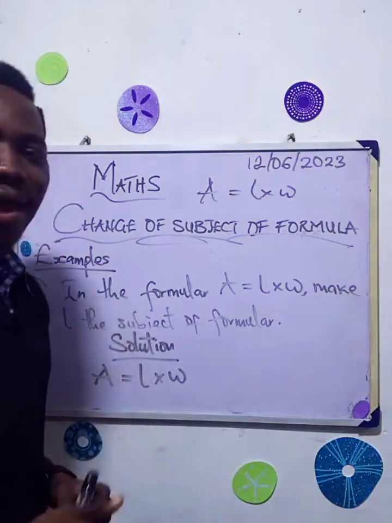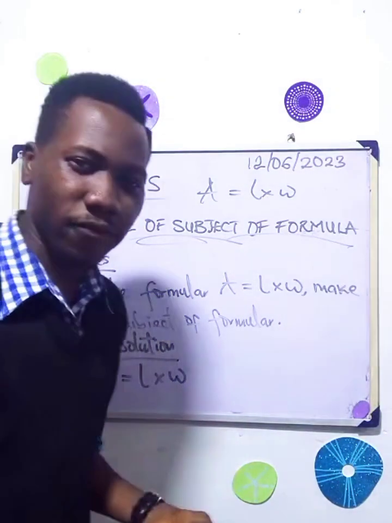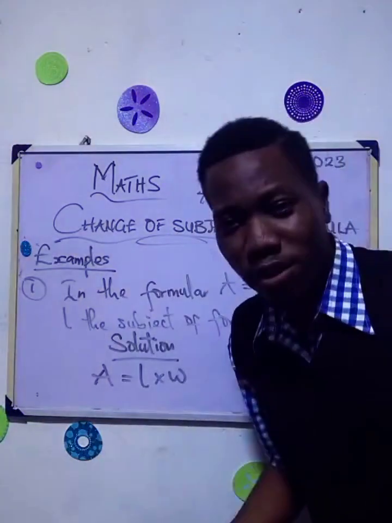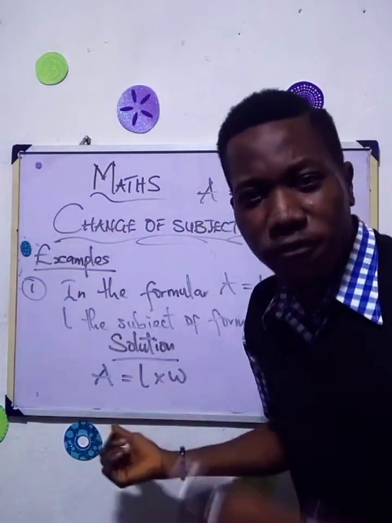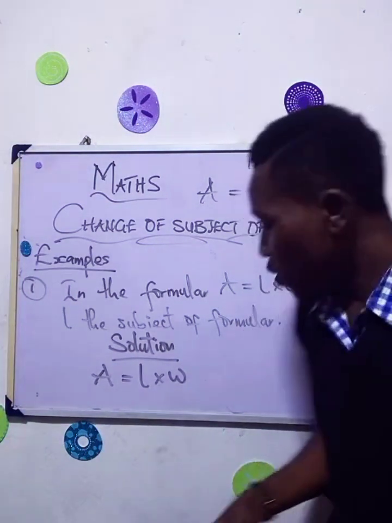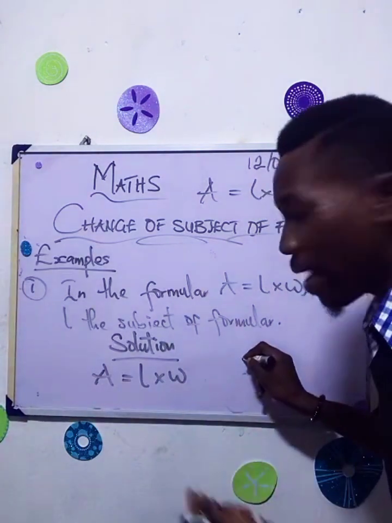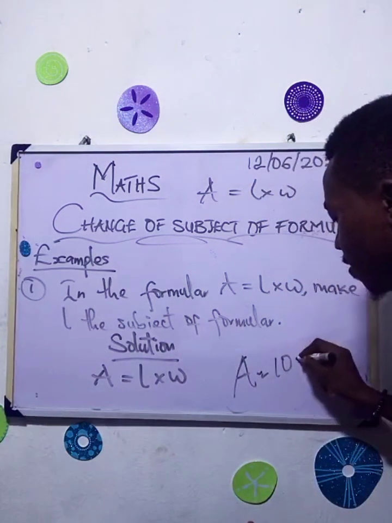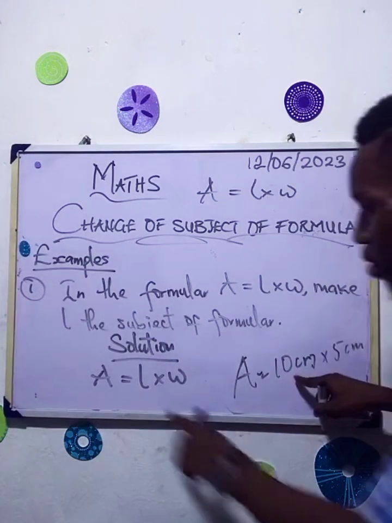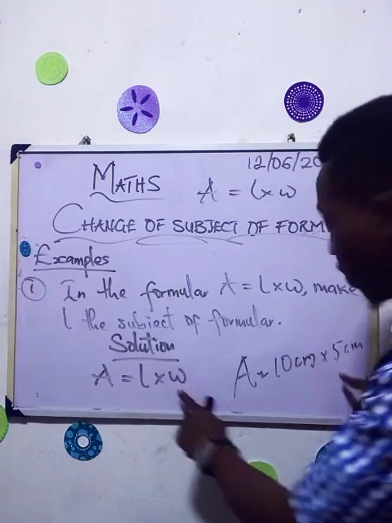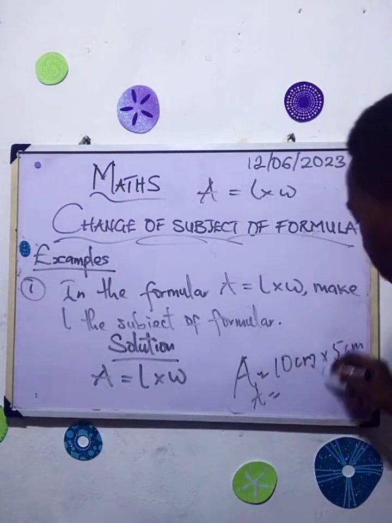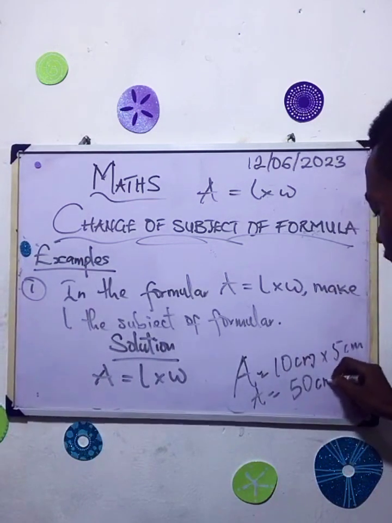But why exactly do we need to change the subject of formula? Sometimes, let's say a math question will ask you: find the area of a rectangle if the length is 10 centimeters and the width is 5 centimeters. What you're going to do, I'm looking for the area. I'll say area equals 10 centimeters times 5 centimeters, which will give me 50 centimeters squared.